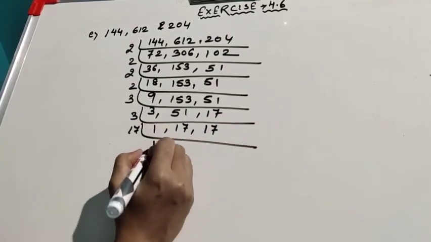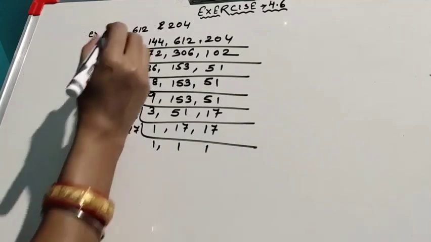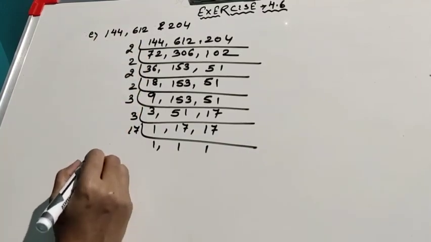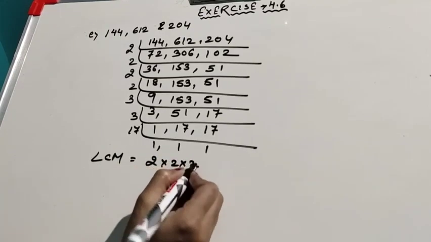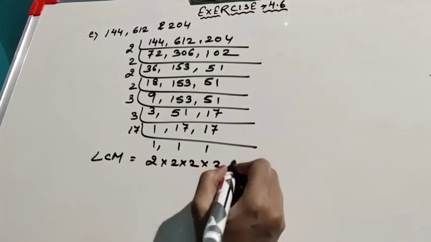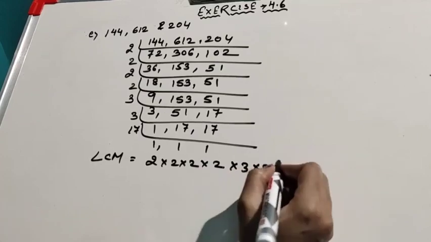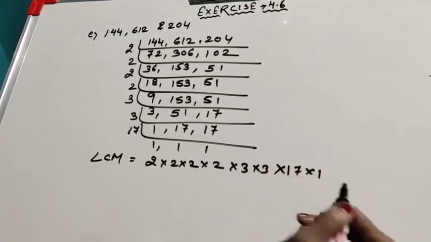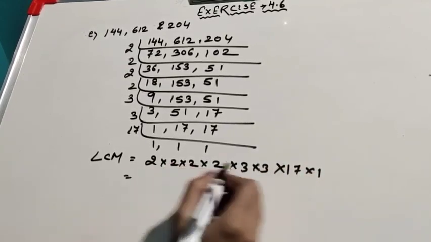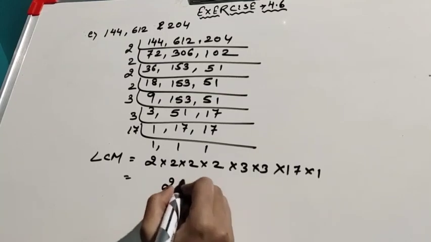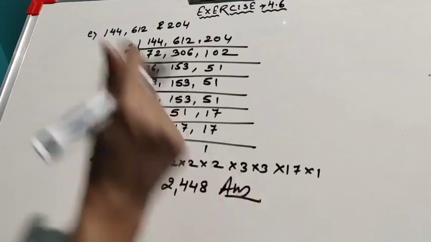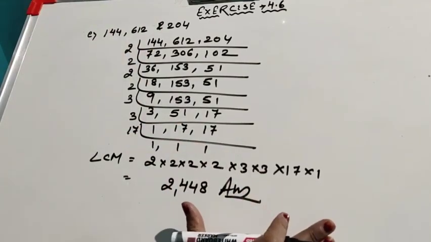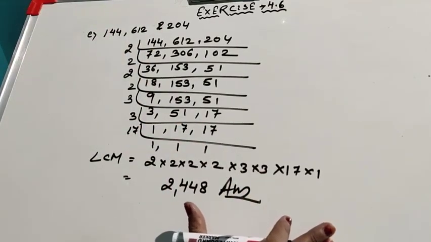So the 17 table. Now we will write the LCM is equal to 2 multiply with 2 multiply with 2 multiply with 2 multiply with 3 multiply with 3 multiply with 17 multiply with 1. If you multiply, your answer will be 2448, which is your correct answer. So there are two processes; as you wish, apply whichever process you like.